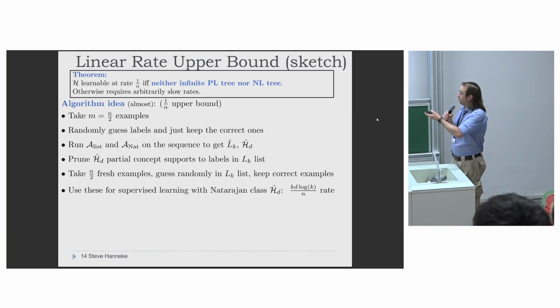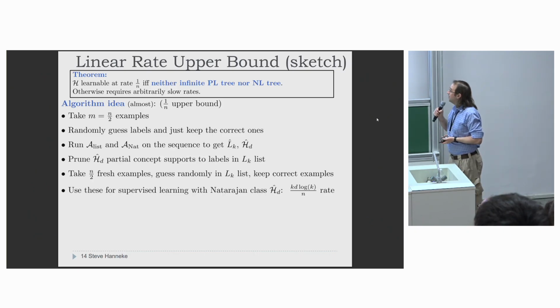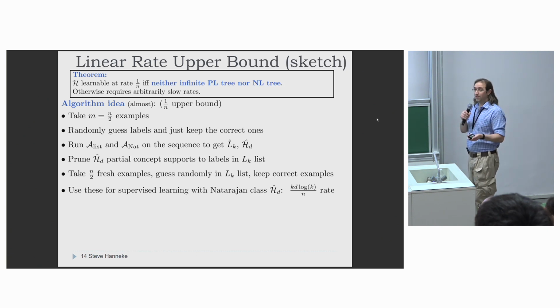And then we'll run our 2 online learners through that to get a list predictor and a partial concept class of finite Natarajan dimension. Use the list to prune the partial concept class, the partial concept supports, to just the labels that are actually in the list. So what we get out of that is a partial concept class, finite Natarajan dimension, and finite effective label space.